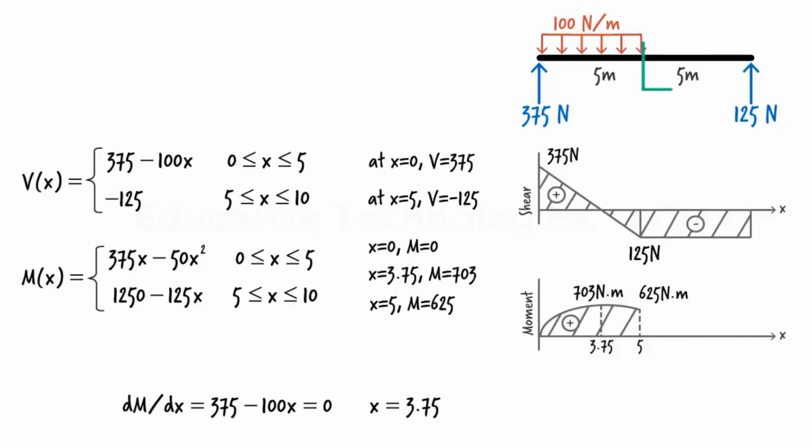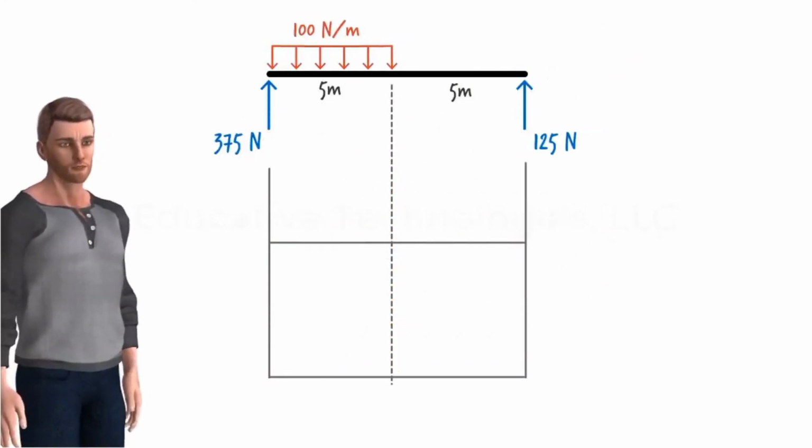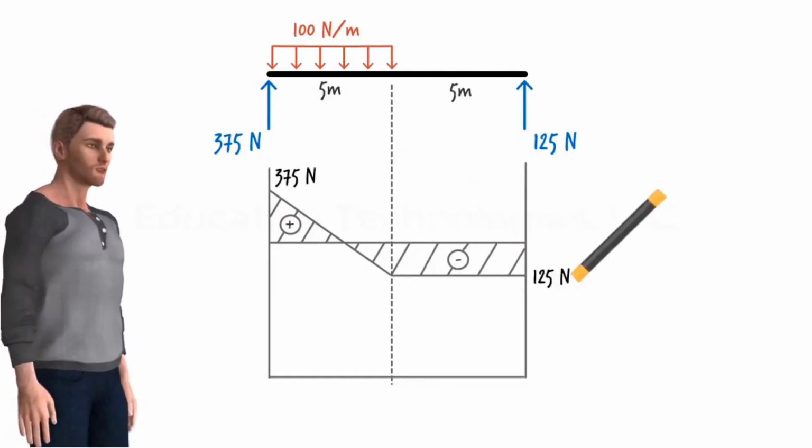Moment in the right segment of the beam, where x is between 5 and 10, is given by equation 1250 minus 125x. This is a line equation. To graph it, let's evaluate it at its endpoints. At x equals 5, moment equals 625. At x equals 10, moment is 0. So moment changes linearly from 625 to 0 in this segment, like this. In summary, in this case, shear is partly positive and partly negative, whereas bending moment remains positive throughout the beam.